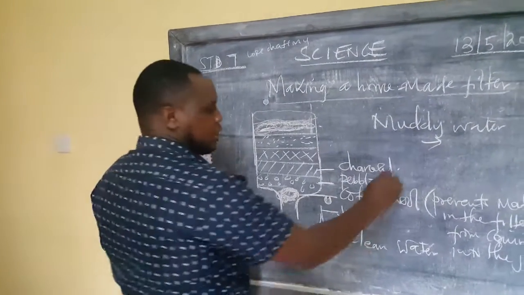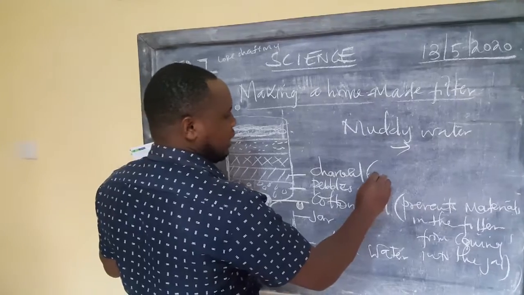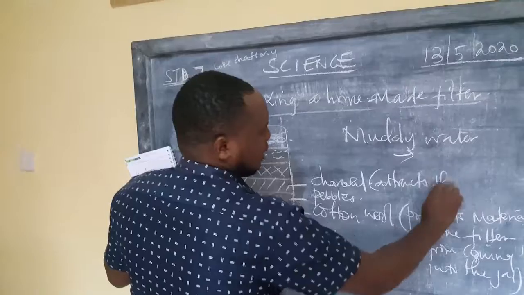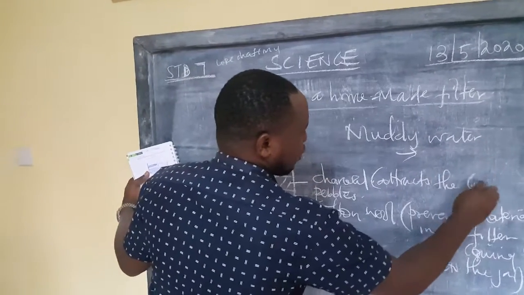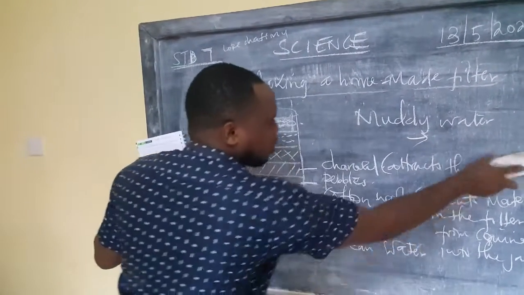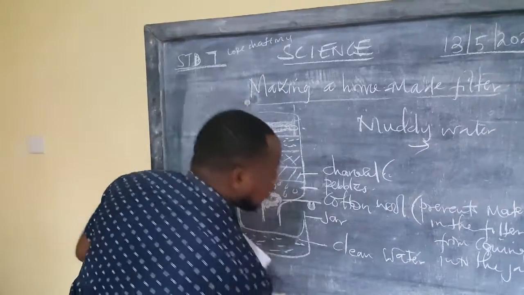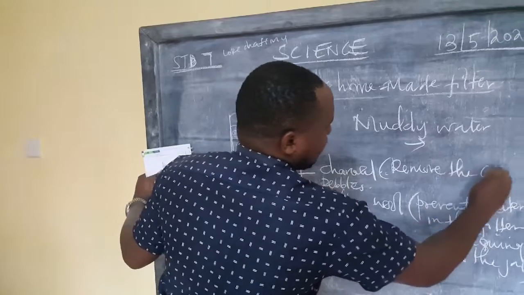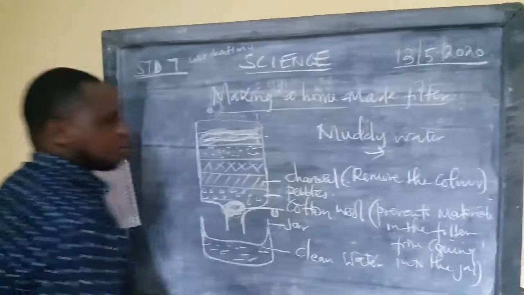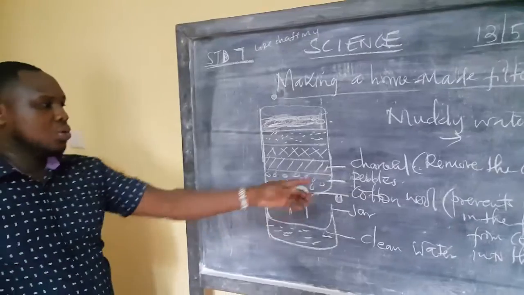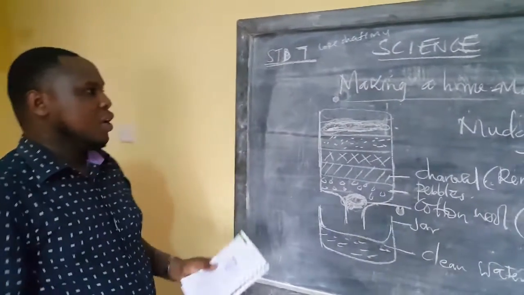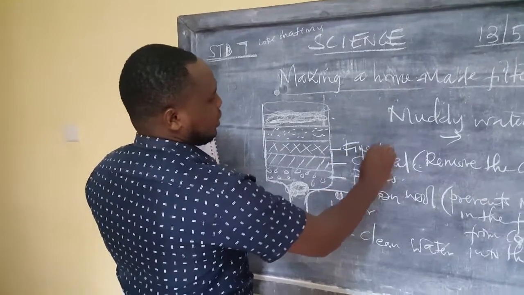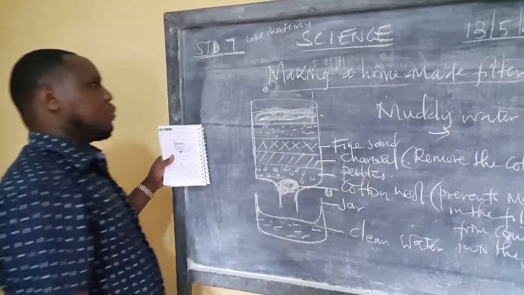The importance of this charcoal is to attract the dirt and remove the color, so that the water will remain colorless and clear. So this charcoal removes the color. After the charcoal, we have fine sand. Fine sand is put there.